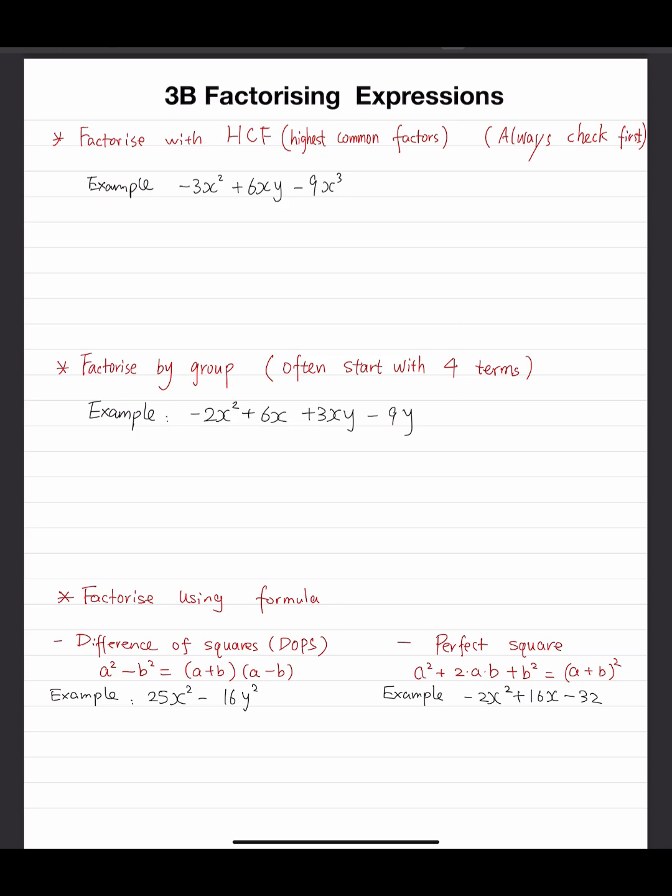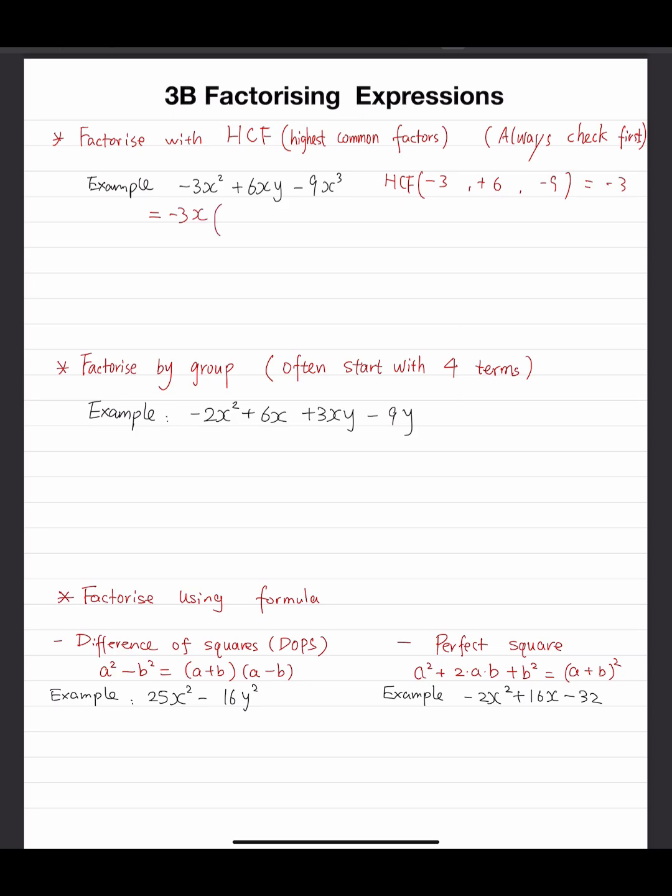Okay, now let's take a look at this question here. Negative 3x squared plus 6xy minus 9x cubed. When we're taking highest common factors, we first investigate the numerals. So here we have negative 3, positive 6, and negative 9. The highest common factor of these three numbers is going to be negative 3, okay? So we're going to take the negative 3 out. And then let's take a look at the highest common factor between x squared, xy, and x cubed. Clearly the x is the highest common factor.